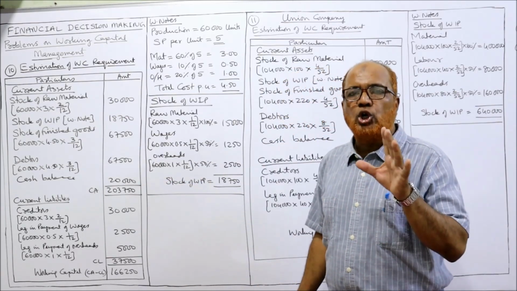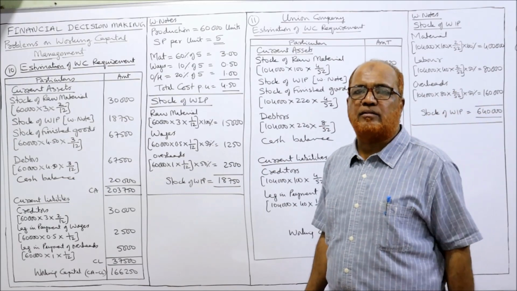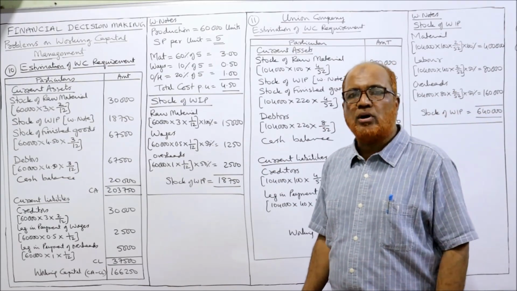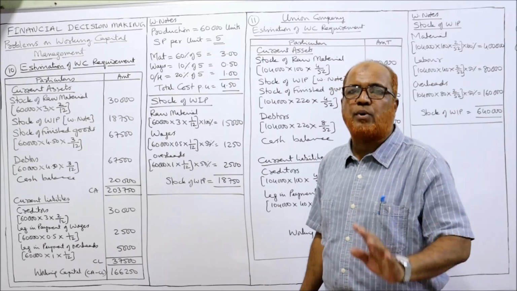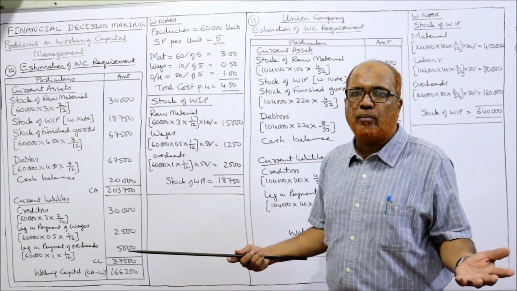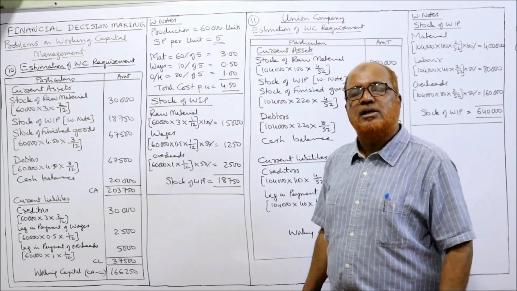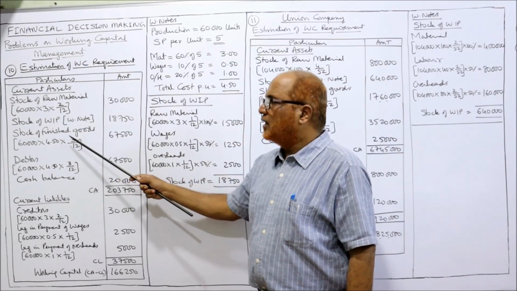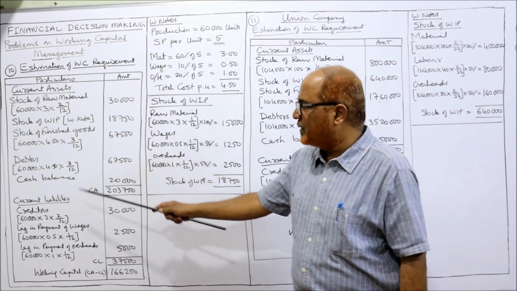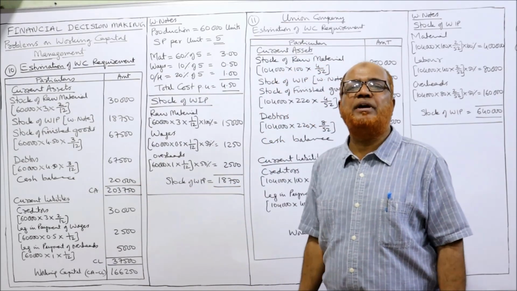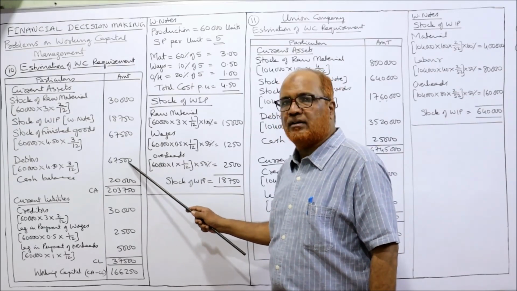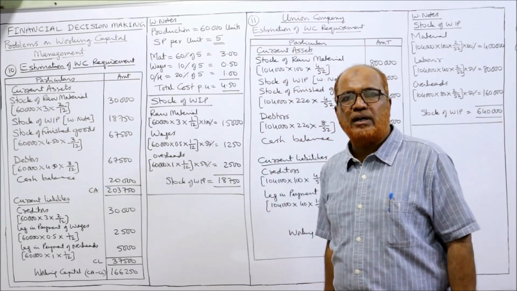Debtors actually should not be calculated at selling price. Debtors should be calculated at cost, because selling price includes profit, and profit may or may not be a source of working capital. So ignore profit and calculate total cost 4.5 into 3 months, as 3 months is the credit period allowed to customers. Debtors 3 by 12, 67,500. Cash balance is directly given, 20,000.